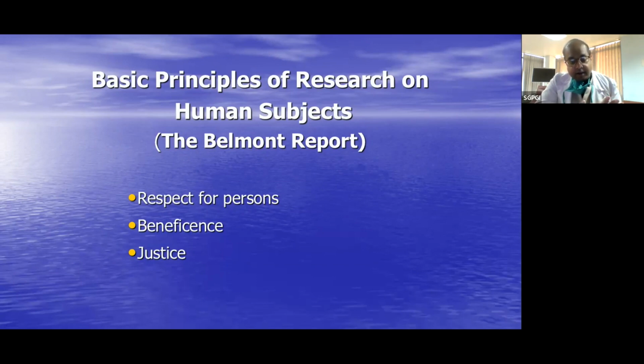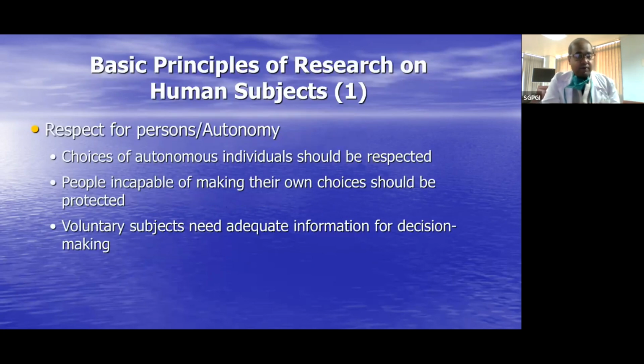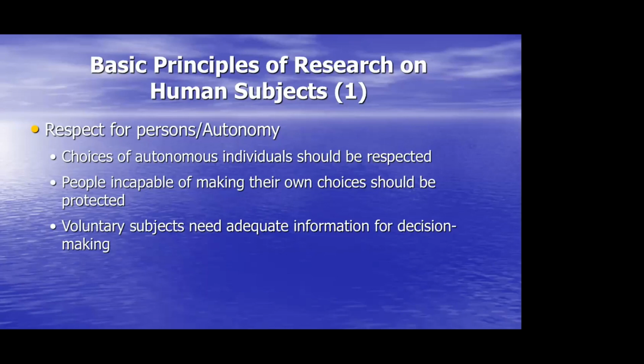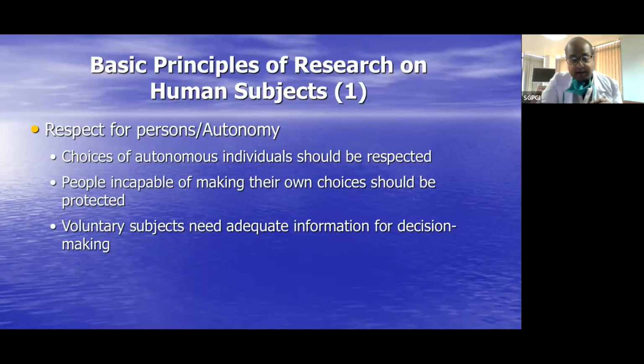The first was respect for persons. So what is respect for persons? Whenever you recruit a patient or individual for a study, you have to respect their autonomy. So you cannot impose your study on a group of your patients. You have to take their consent. So the choice of the person is very important in doing clinical research. And people who are not capable of making their own decisions should be consulted through people who can make decisions for them. And it should be a voluntary exercise by the patient.